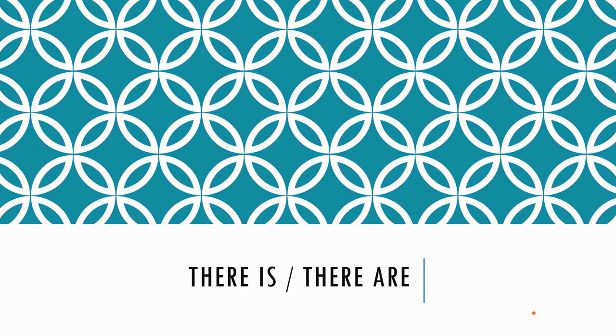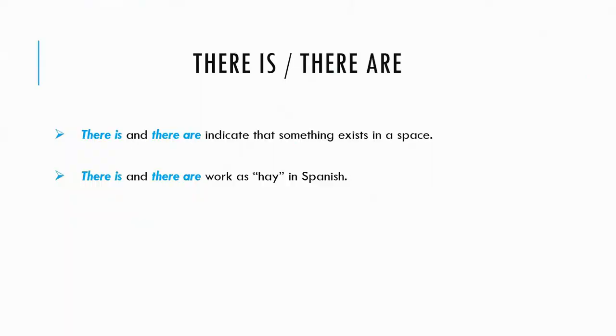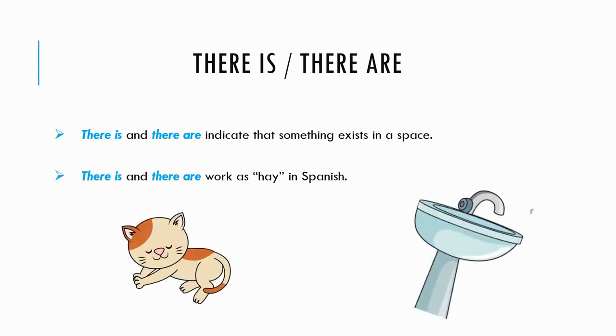We are going to talk today about there is and there are. What is this? Well, there is and there are indicate that something exists in a space. There is and there are work as hay in Spanish. So they work the same, they have the same function.